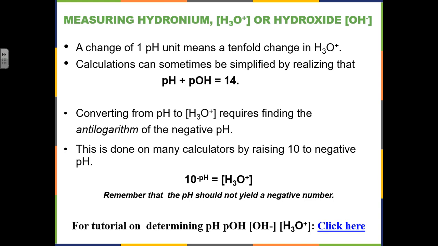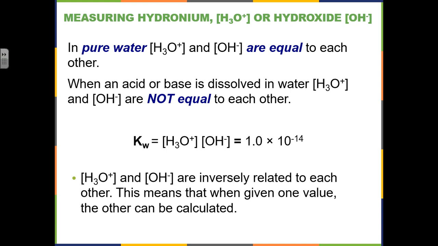Later, we'll also look at a chart that gives you an idea of where the hydronium and hydroxide concentration falls as it relates to something being acidic or basic. So let's talk about one added measure, and that's the idea of pure water. When you talk about pure water, you have hydronium and hydroxide present, but they're present in equal distribution. And when an acid or base is dissolved in water, the hydronium and hydroxide are not equal to each other.